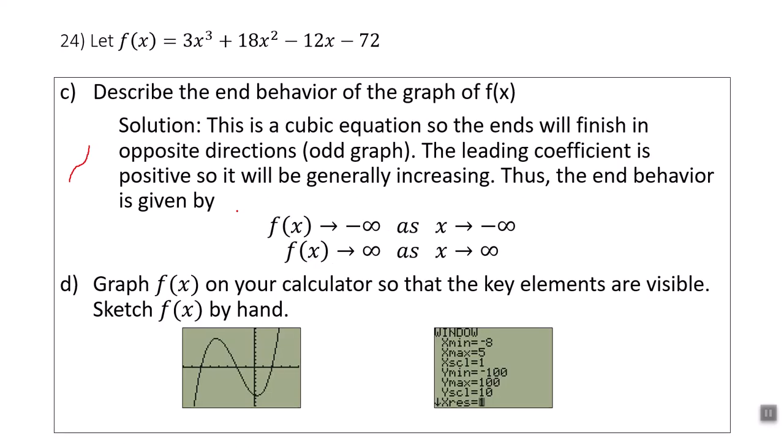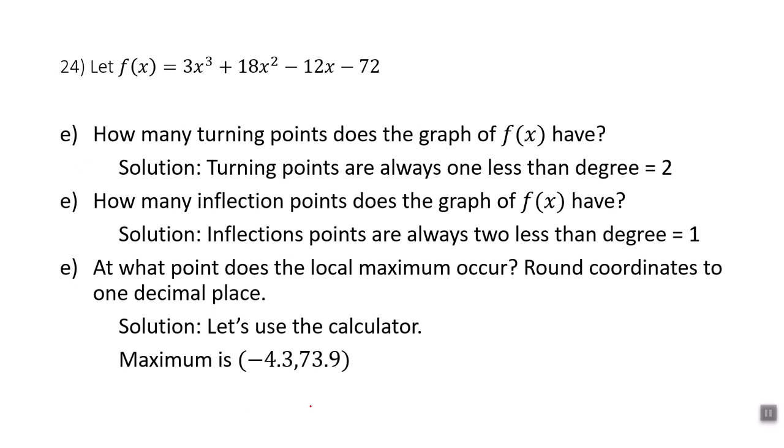I'm going to go back. An inflection point will occur right in this area. We can see that this part of it is cupped down, but this part of the graph is cupped up. This hinge point is exactly where you're going to find an inflection point. And it's always 2 less than the degree. So the degree is 3. There are 2 turning points. There is 1 inflection point.